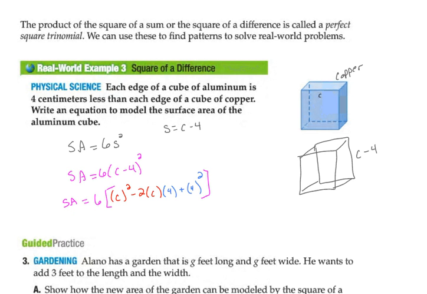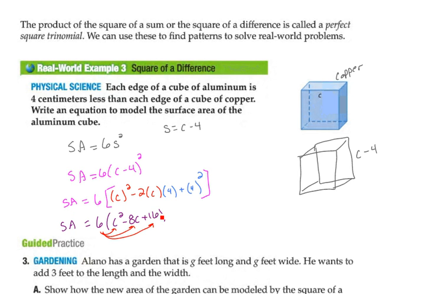Okay, again, I'm going to know that there's a 6 out here, but I'm going to go ahead and simplify this. I have C squared minus 8 squared plus 16. Now I'm going to go ahead and multiply that 6 through. Okay, so here we go. Again, we're distributing the 6 through.